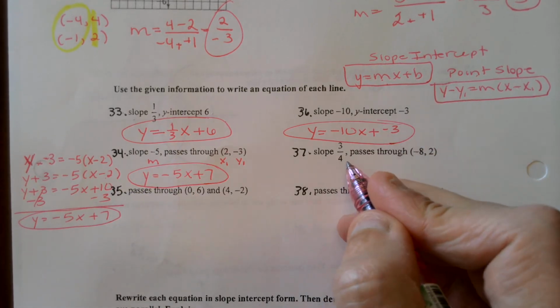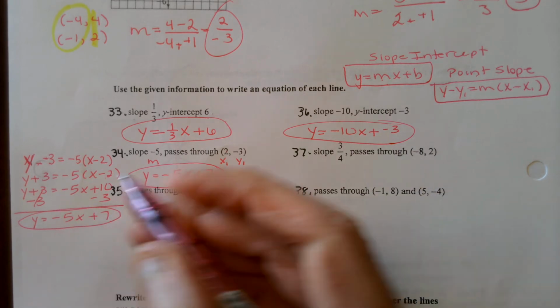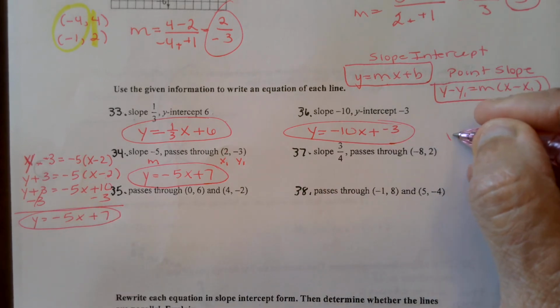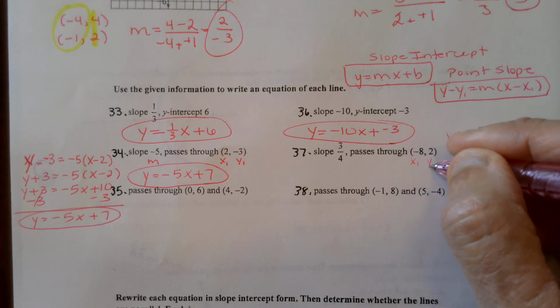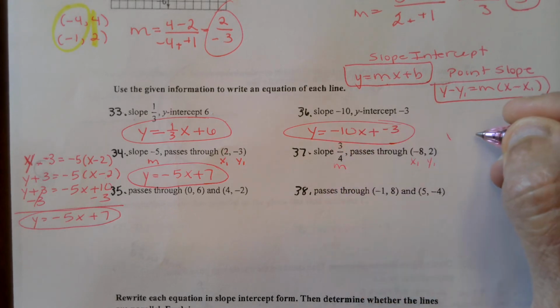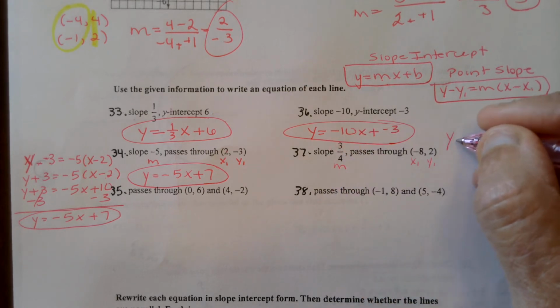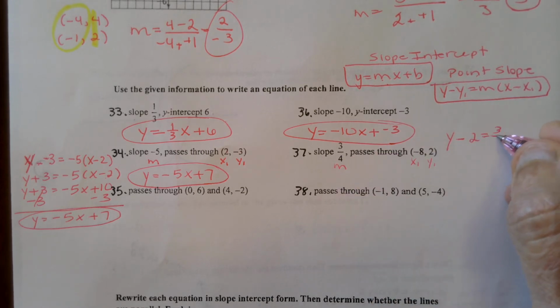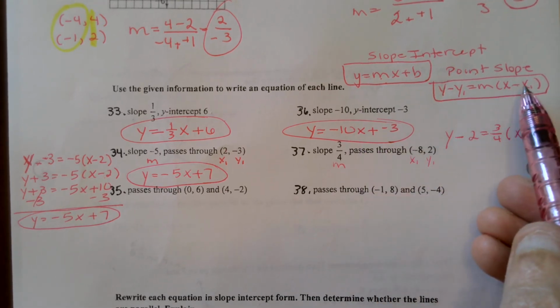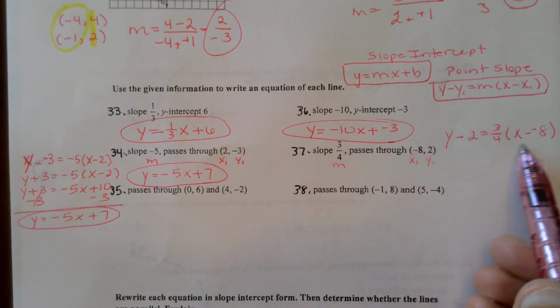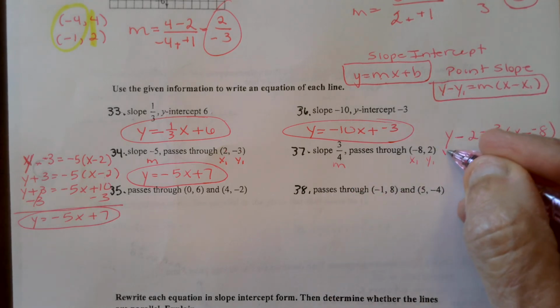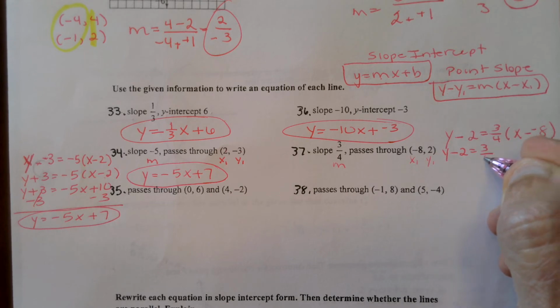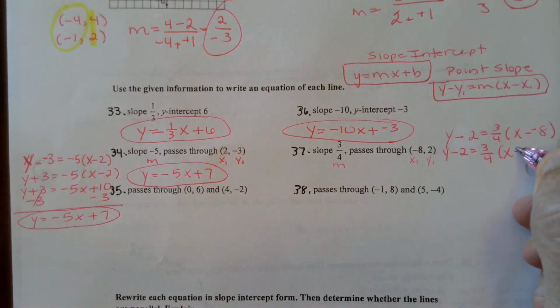Next, slope, point, same exact thing. Okay, so I'm going to go up here, y, x1, y1, slope. Write them on there so you don't get mixed up. Y minus y1 equals slope, x minus x1, -8. So I automatically put my minuses in, and then I go substitute so I don't miss things. Y minus 2 equals 3/4 times x. I'm going to change that to a +8.